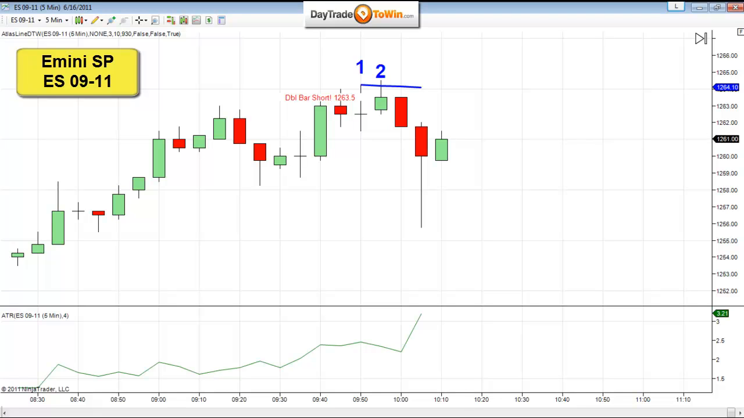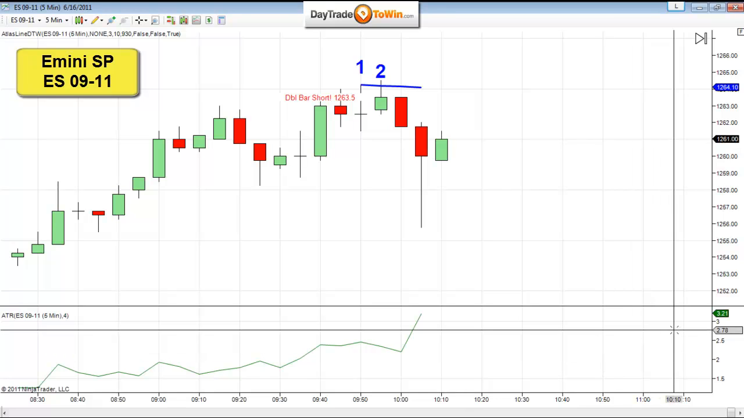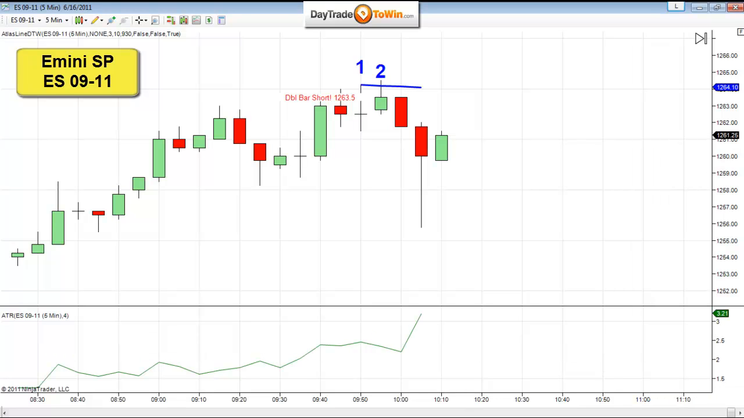Right now, you can see in the lower window of the chart I have 3.21 right here. This number is telling me that about a 3-point average range is occurring in the current market conditions. Any trade that I take, I have to take that into consideration. The market's moving about 3 points, so for any profit or stop, I can't have a 1-point stop.